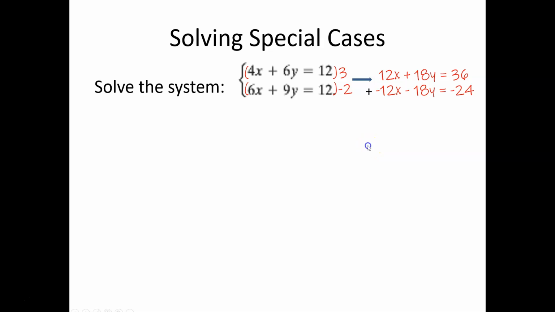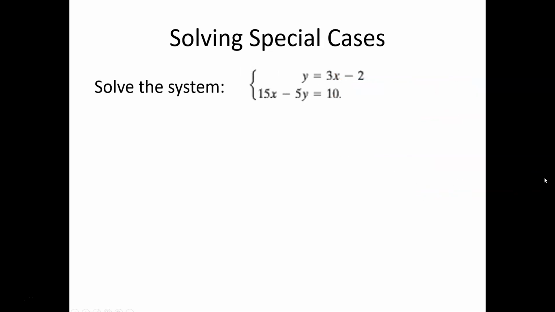Now, we can add these two together. Oh, our x's crossed out just like we wanted them to, but our y's also cancel out. So we get 0 equals 12. Does 0 equal 12? No. No solutions. If you come up with something that is not true, the answer is no solutions.